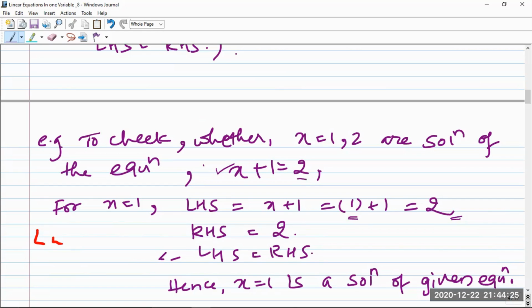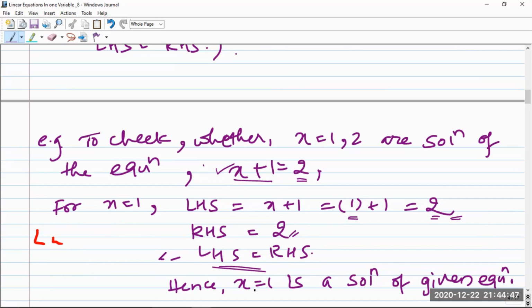LHS is x plus 1, RHS is 2 only. So on substituting x equal to 1 in the LHS, we get the value 2, which is the same as the RHS of the given equation. Hence we say that the value x equal to 1 satisfies the given equation.